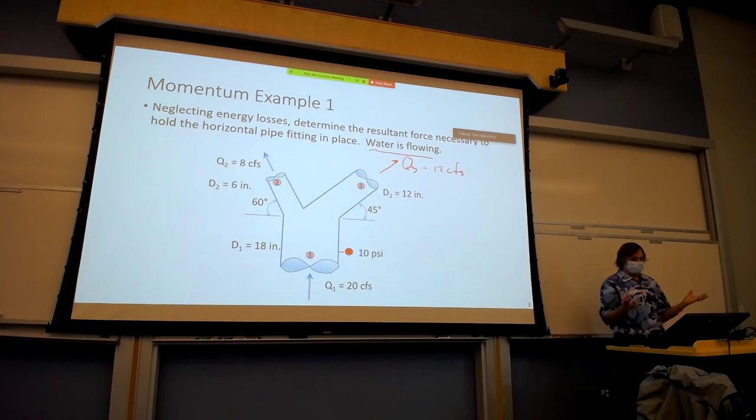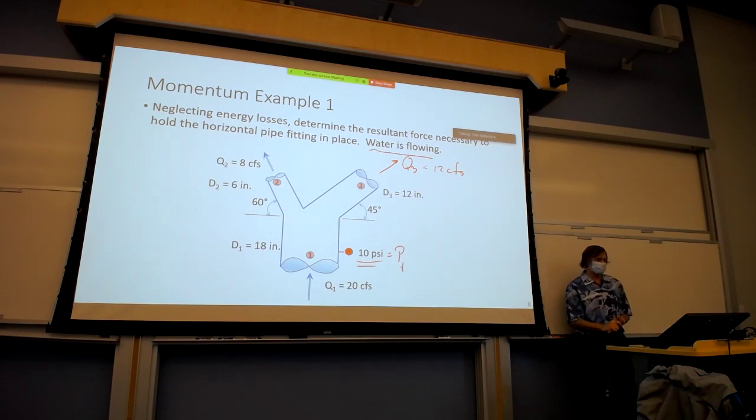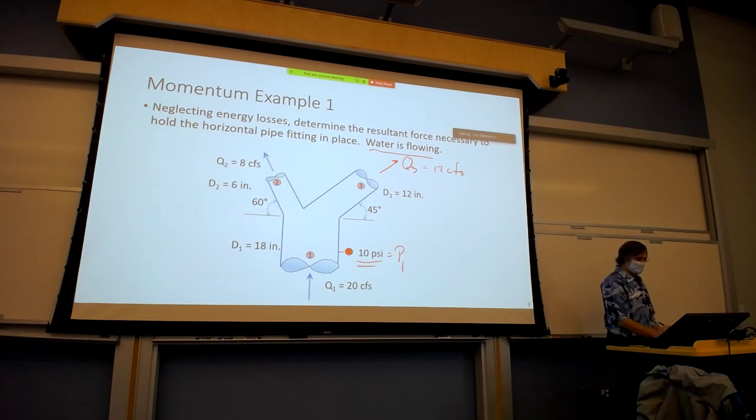So you're given this Y fitting, you're given the flows, and you're given the diameters, and you're also told at this location, where we're calling it 1, you're given a pressure. So again, simple question. Obviously with Q1, we've got V1, we've got V2, and we've got V3.